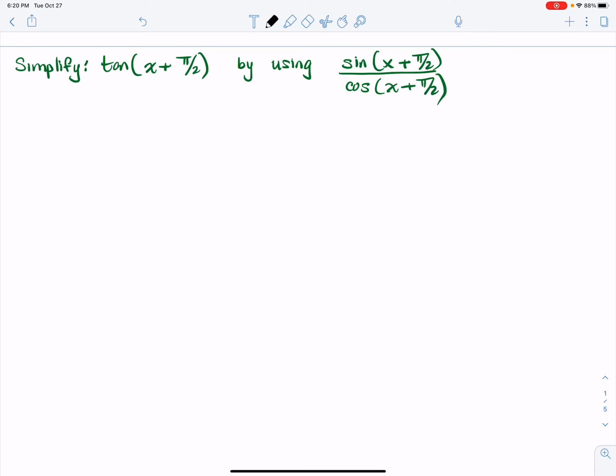So in this video, we seek to find another expression equivalent to tangent of x plus pi over 2. And I'm kind of steering you in another direction for a reason here. We're going to use the identities for sine of x plus pi over 2 and cosine of x plus pi over 2.